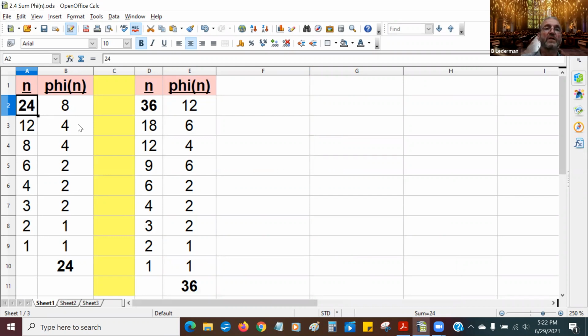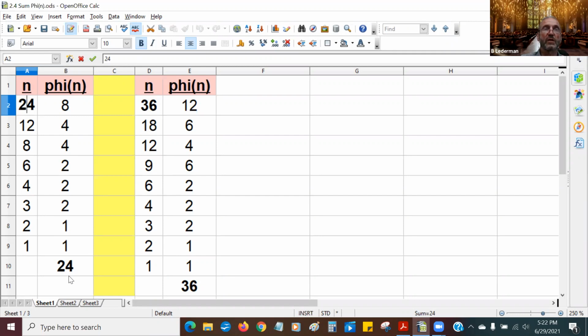Phi of 12 is 4. Phi of 8 is 4. Phi of 6 is 2. Phi of 4 is 2. Phi of 3 is 2. Phi of 2 is 1. And phi of 1 is defined as 1. Well, if you add up all the numbers in this column, I did the sum from B2 to B9, you get 24, which is the original number.